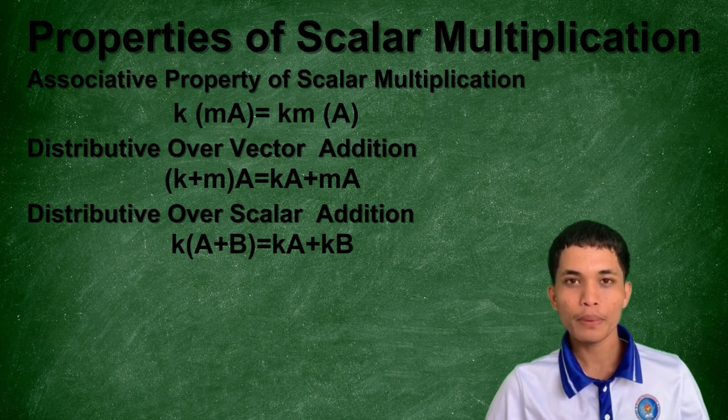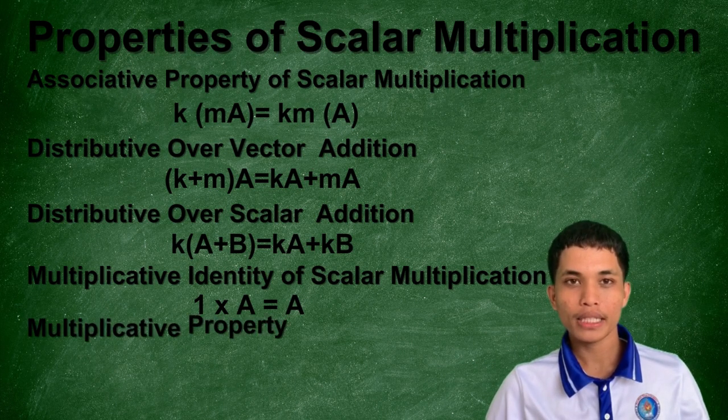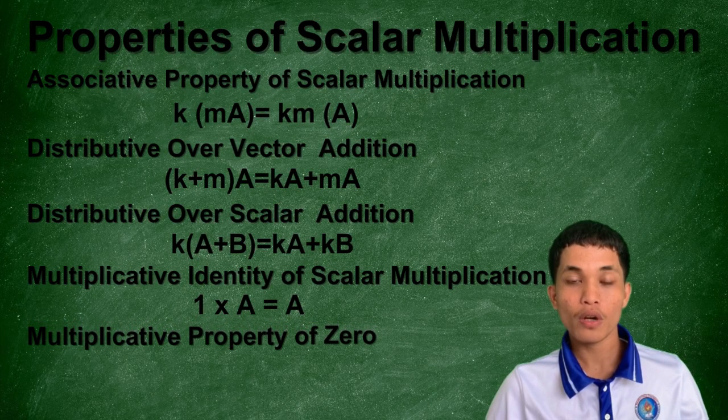The fourth property is the multiplicative identity property. This property states that multiplying a vector by 1 leaves it unchanged. The last property is the multiplicative property of zero. Multiplying any vector by 0 gives the 0 vector.